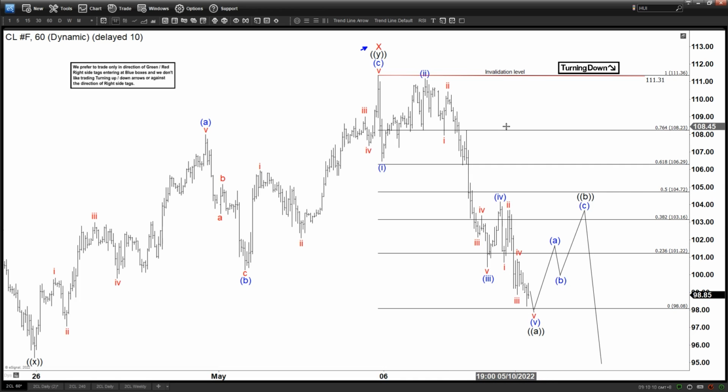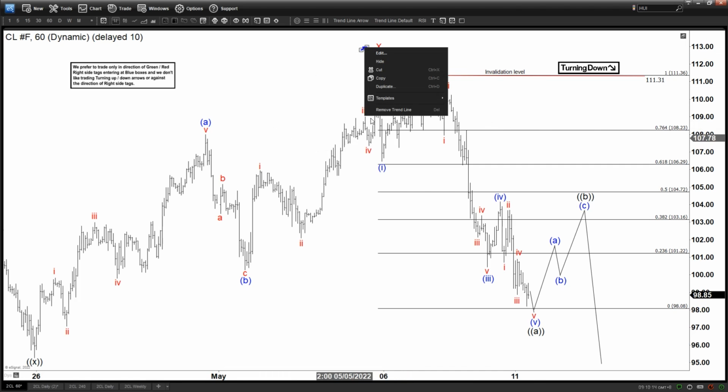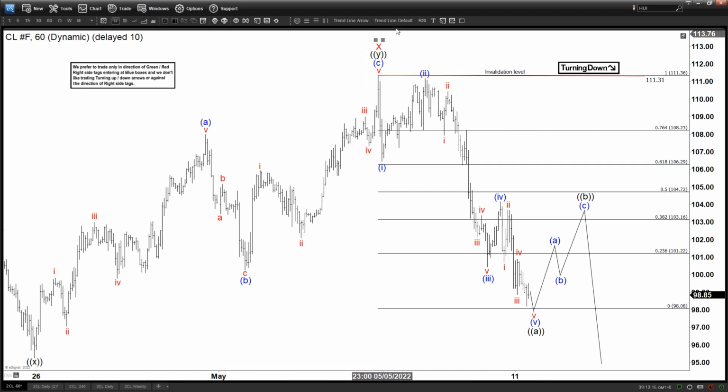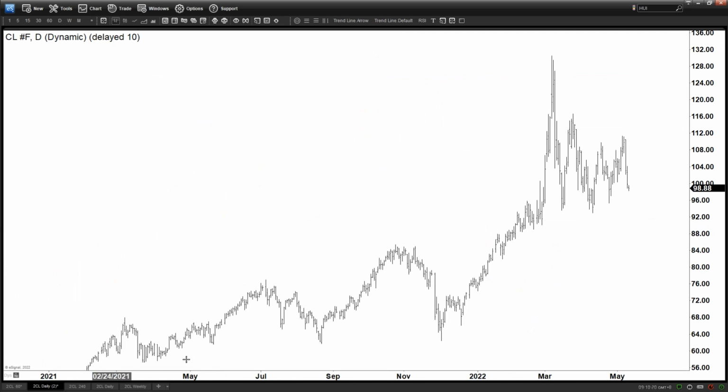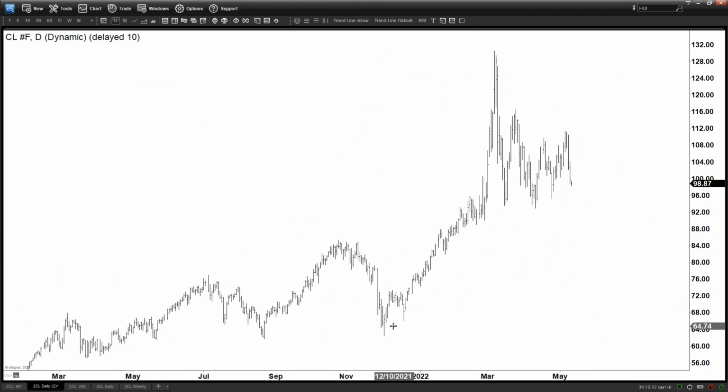Okay. Now zooming out, so let's see what we have here in oil. Let me copy and paste the X here and place it on the daily time frame. This is our daily time frame. We got a spike up during that war, Russia and Ukraine. Since then, we've been consolidating, right? Pulling back and consolidating at the high levels.